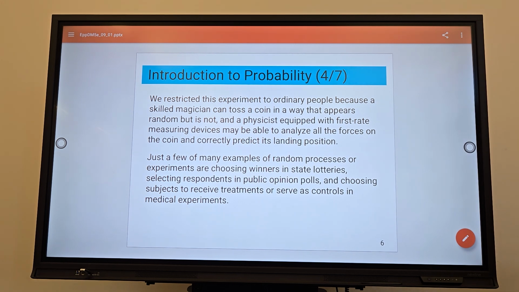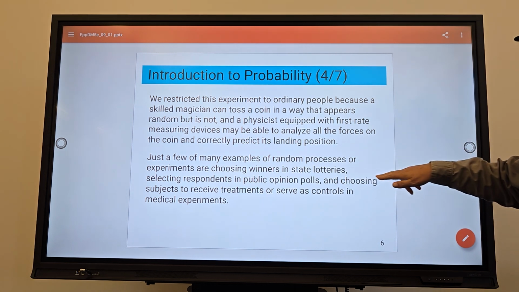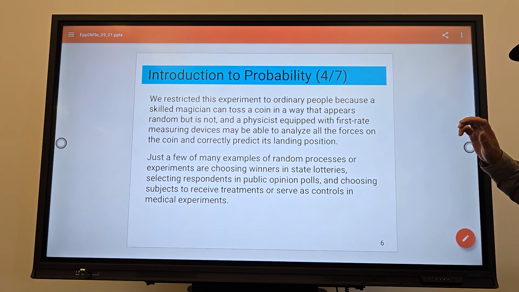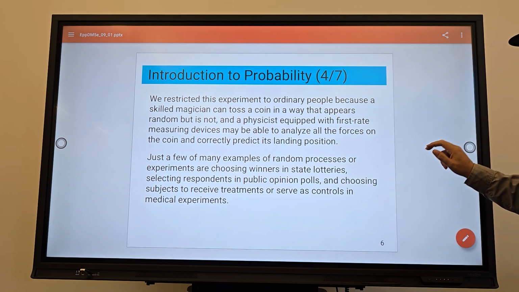Just a few of the many examples of random processes or experiments are choosing winners in state lotteries, selecting respondents in public opinion polls, and choosing subjects to receive treatments or serve as controls in medical experiments. The last two are done by computers, so they're not completely random, but yeah.